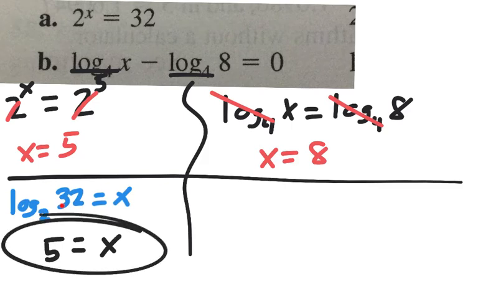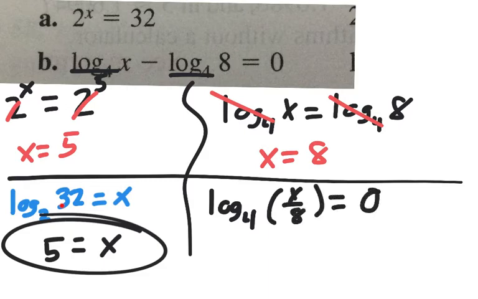All right, let's do another way you could solve B part, the one on the right. What do I have? I have logs being subtracted. What can I do when logs are subtracted? I can rewrite it as a single logarithm as division. So this would be log base 4 of x over 8 equals 0. Right, that still follows the law of logs. Nothing wrong with that.